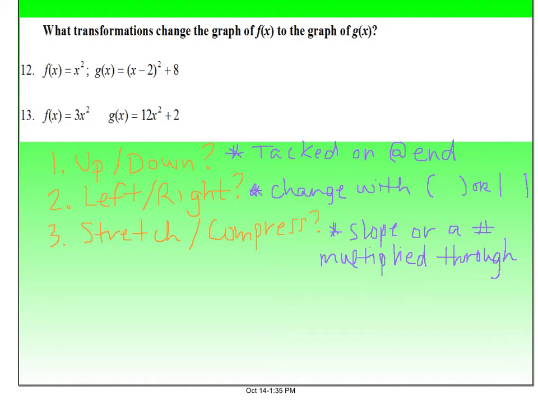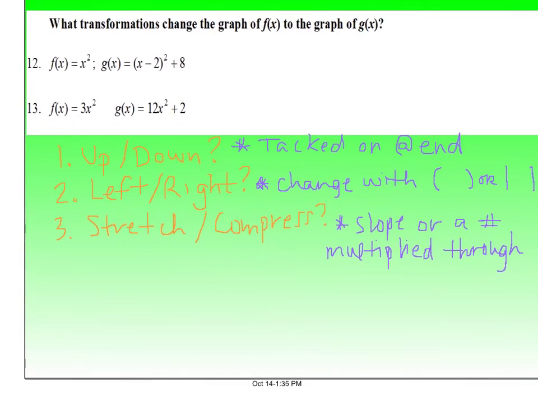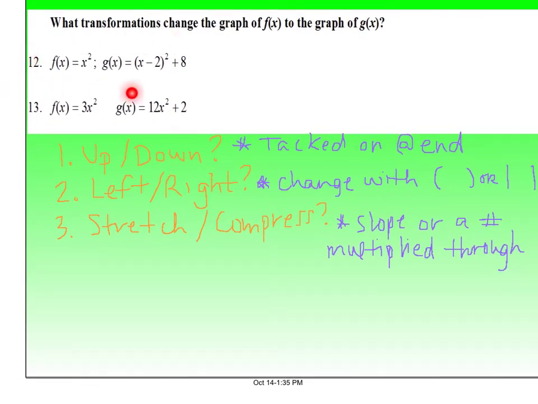All right, so let's look at number 12 here. Number 12. I start with f of x, which is just x squared, and I end with g of x equals (x - 2) squared plus 8. Now, I talked to you in class about these games where you have to find the differences. So your task is to find the differences.